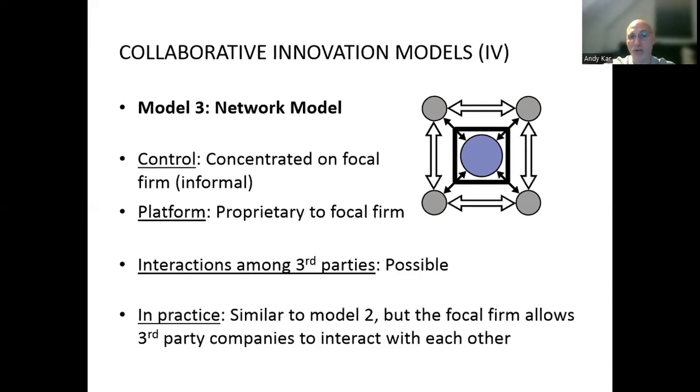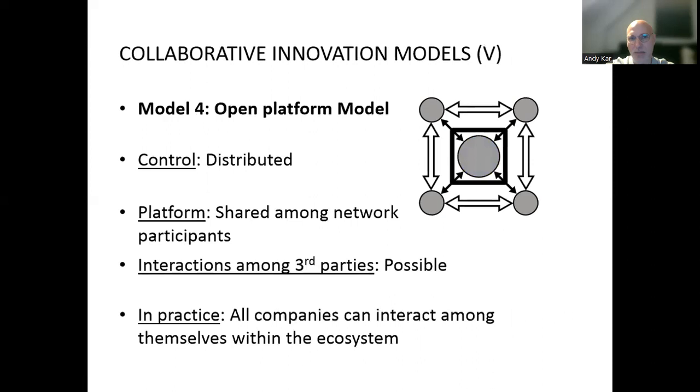We have the network model. In terms of control, we have concentrated on the focal firm, informal. Platform: proprietary to the focal firm. Again, we use a platform. Interactions among third parties: not always the case, but they are possible. In practice, it is similar to Model 2, but the focal firm now allows third-party companies to interact with each other. So this is the important changing element.